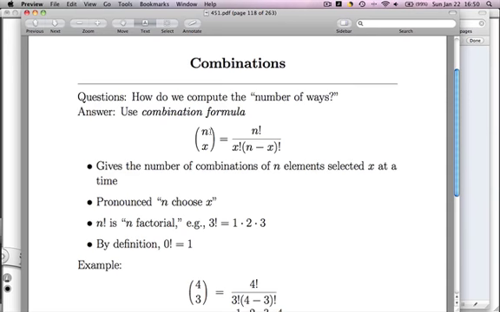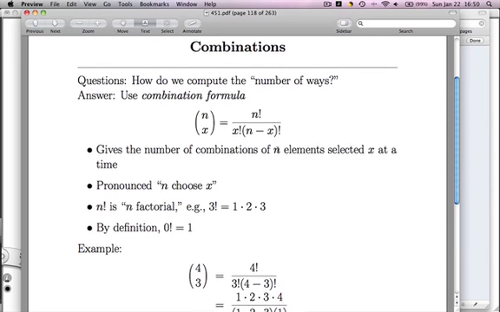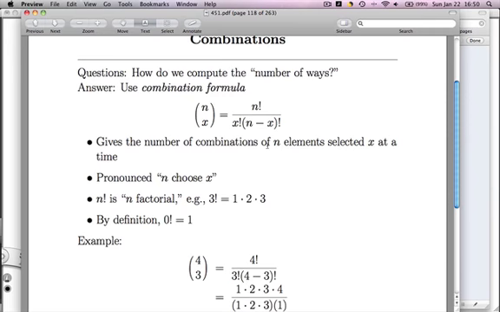This is pronounced n choose x, and it gives us the number of ways that you can get x yeses out of n tries. The way you work this formula is it's n factorial divided by the number of yeses factorial, so x factorial, times the number of no's factorial, so n minus x factorial. Now, you may not remember factorials from your math classes.